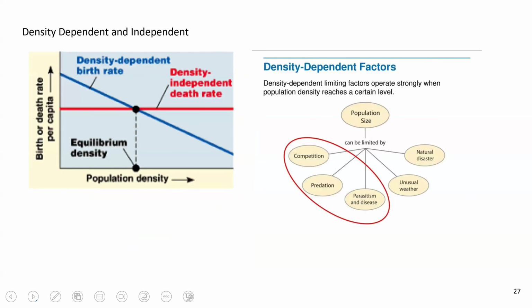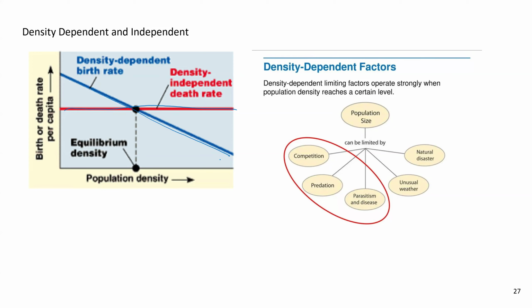We had density dependent and density independent factors. If we look at this, the density independent death rate does not change. And here a density dependent birth rate would be affected. So as your population density goes up, your birth rate is going to drop down because there's more competition for resources.